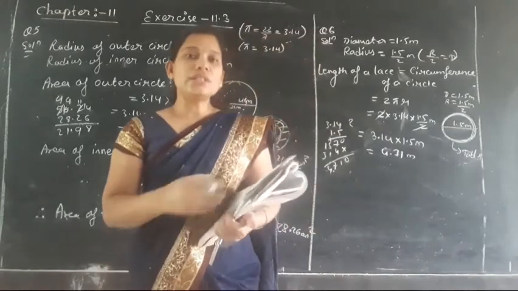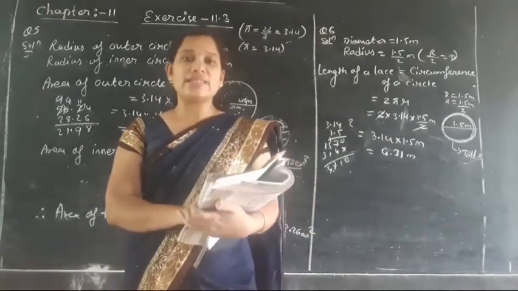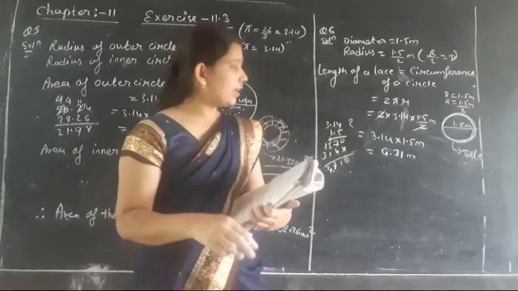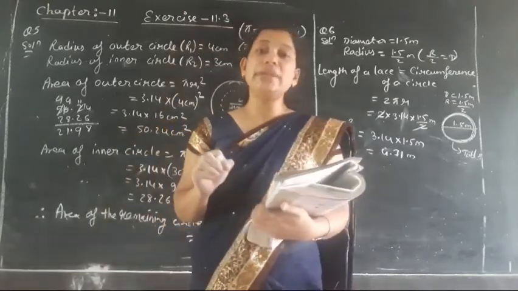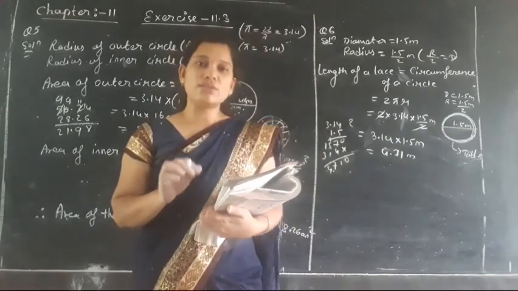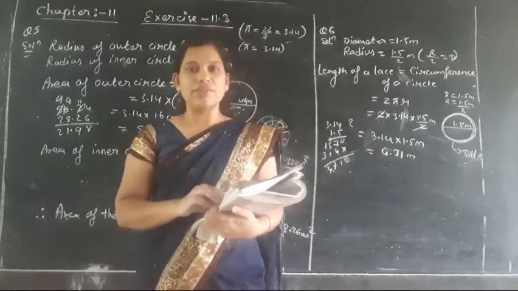That means that is how much the length of the lace will be. How much lace will be needed to put on that table cover? How much will be needed? 4.71 meters will be needed. Okay. As you know that the length of the lace will be equal to the circumference of a circle. That's why we have found it.